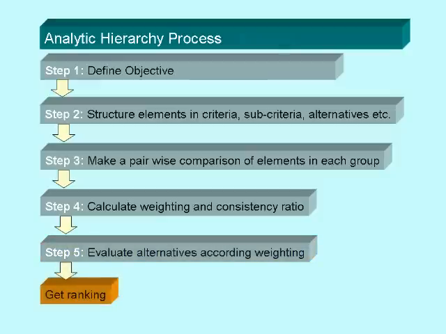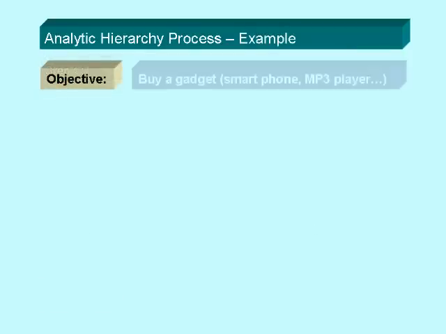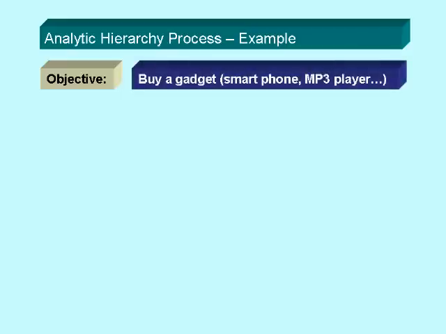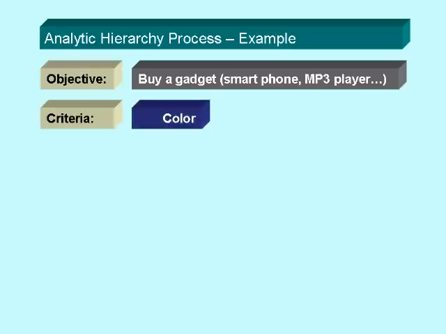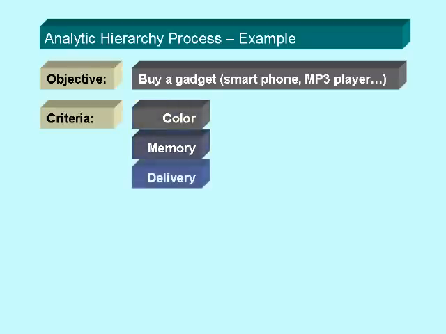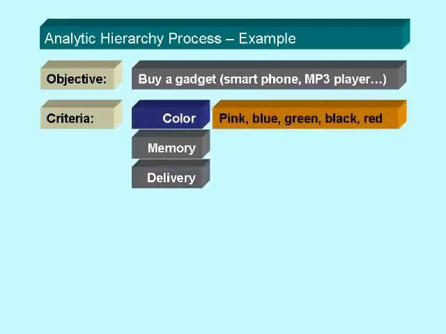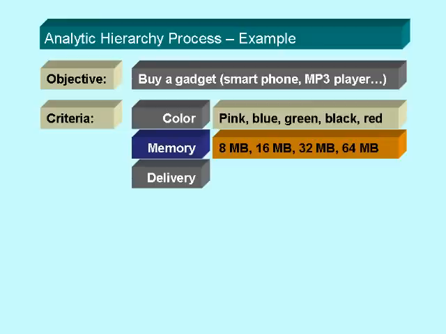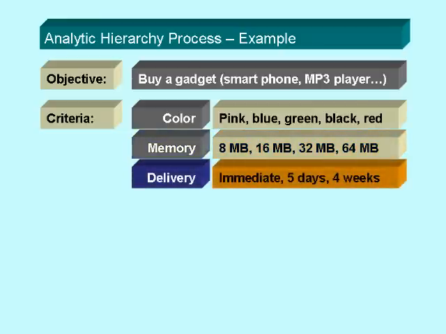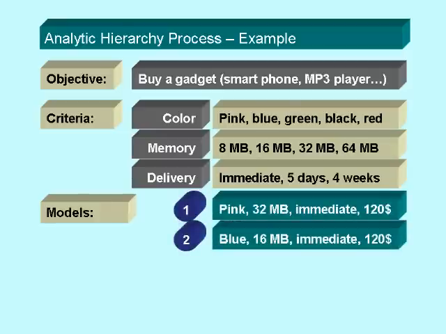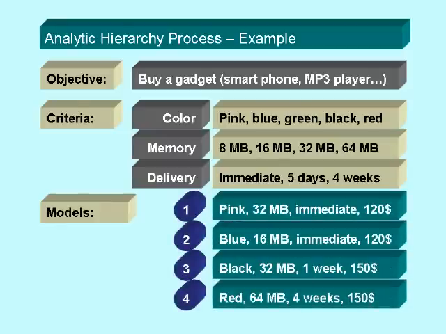Let us take an example. Your objective is to buy a gadget like a smartphone or MP3 player. The criteria are the color of the model, the memory, and the delivery time. As colors pink, blue, green, black, and red are available, the memory space ranges from 8 megabyte to 64 megabyte, and delivery time is immediate, 5 days or 4 weeks. 4 models are available, as shown here. 2 models with a price of $120 and 2 models with a price of $150.